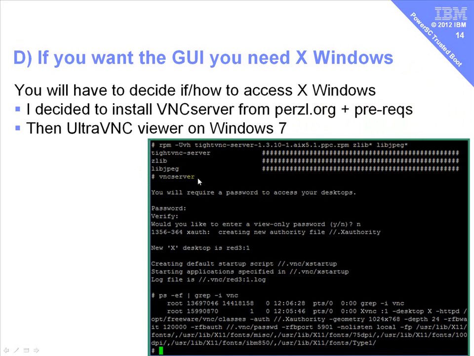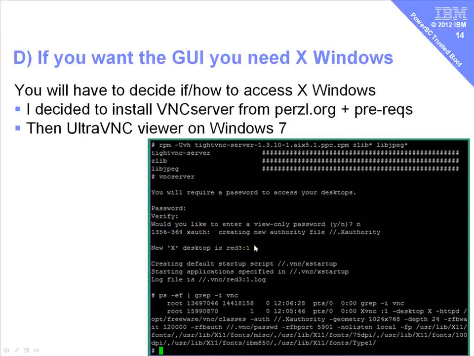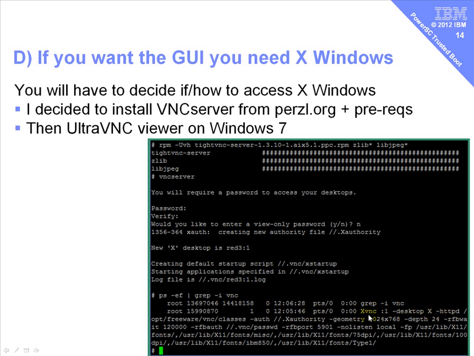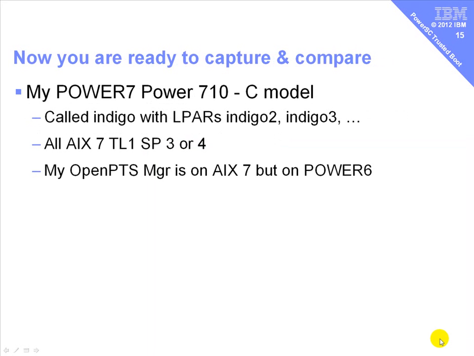I then start it up and it says, hang on, you need a password to access this, and I set that in, and then it tells us that the Red 3 machine is on the first port, and we can actually see the VNC graphical user interface running here. Again, you may have other ways of getting to X Windows, or if you're not allowed to use X Windows at all, then you'll be using the command line. So we're all set up now.